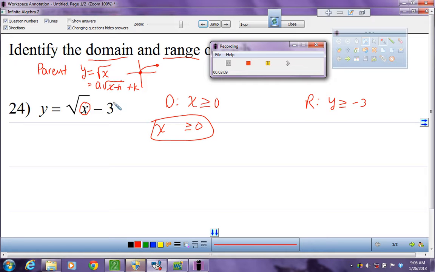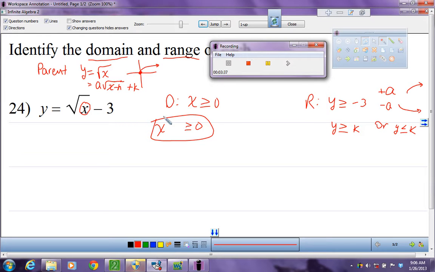On the range, all you do is you look at the k. In other words, the range is going to be y is either greater than or equal to k, or it's going to be y is less than or equal to k. And how do you determine that? You determine that by the a. If the a is positive, then the graph goes like this. If the a is negative, then the graph goes like this. Okay? So obviously, if it's going up, then it's greater than k. If it's going down, it's less than k.